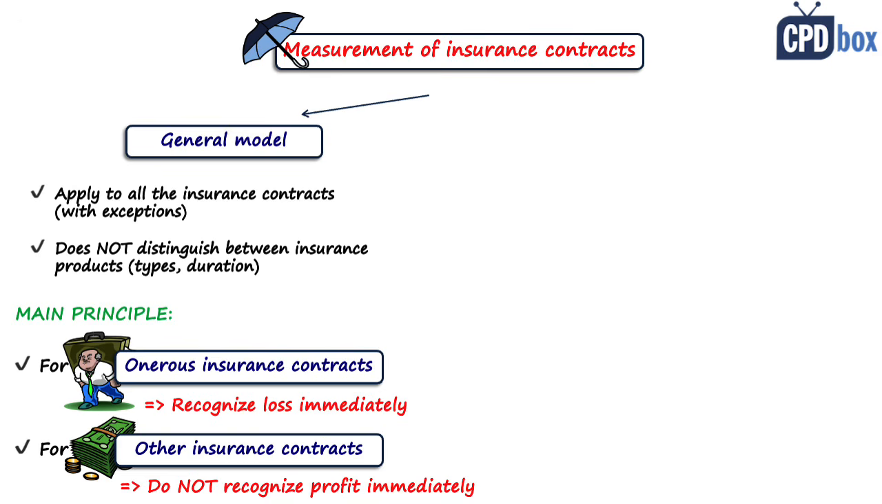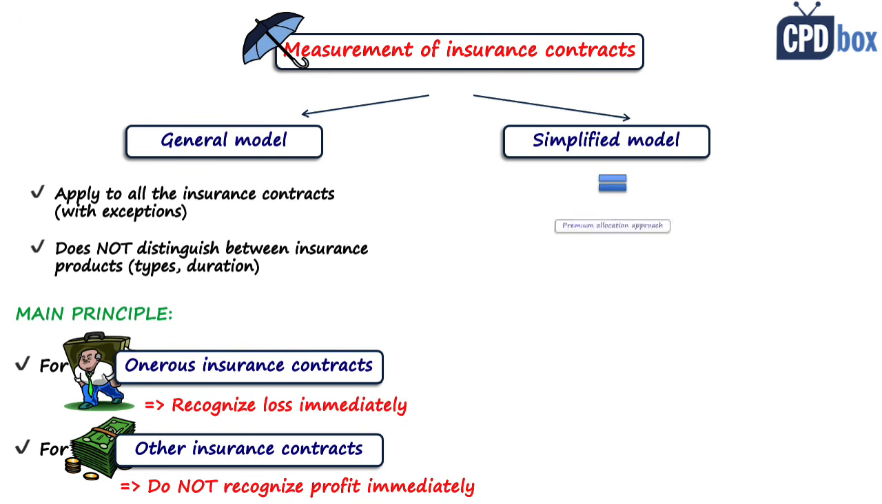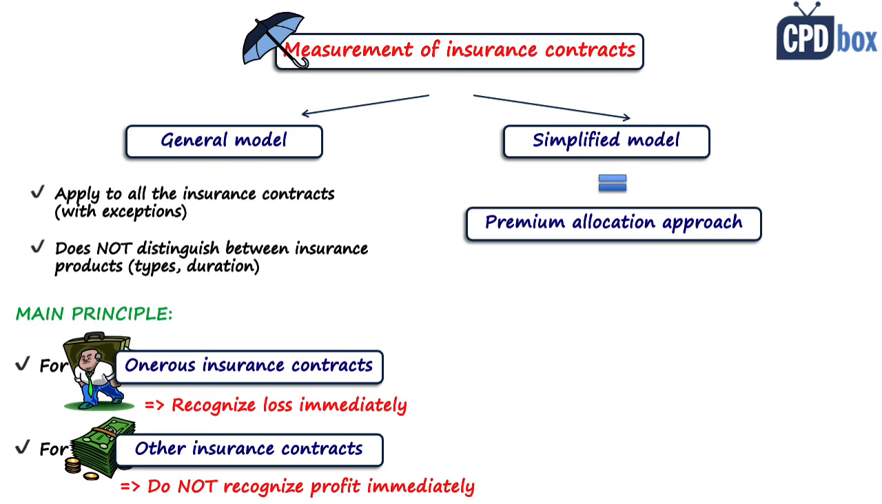IFRS 17 then offers a few modifications from this model. First of all, a simplified model, which is the premium allocation approach. It can be applied to all insurance contracts that meet specific criteria. And IFRS 17 offers other approaches too.